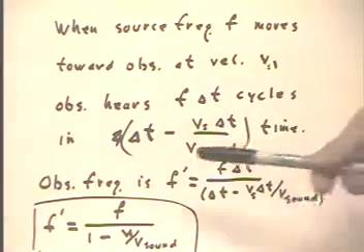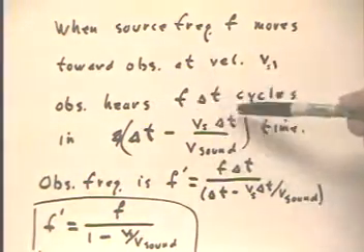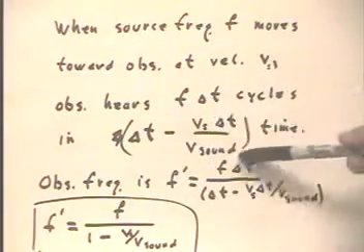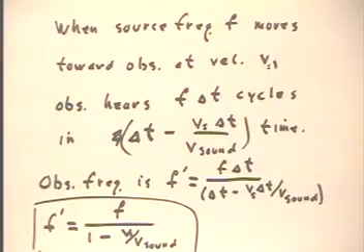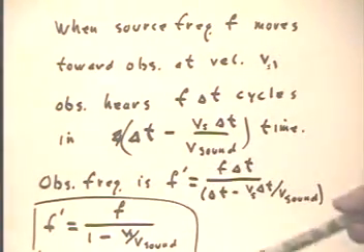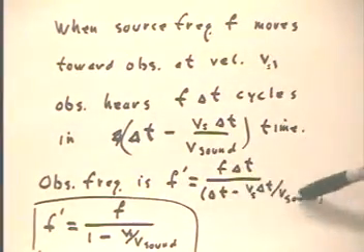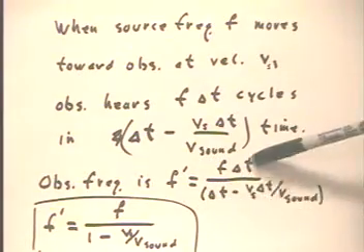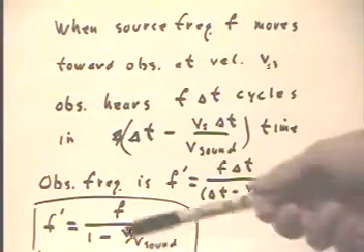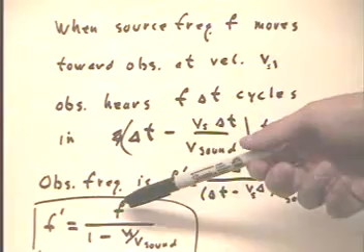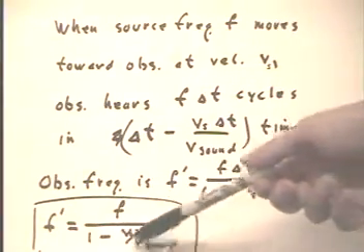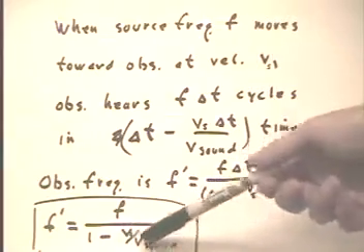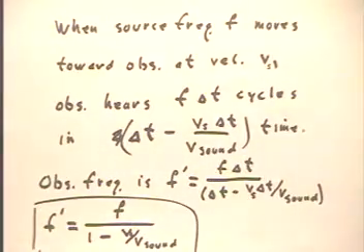The observed frequency is therefore going to be the number of cycles heard divided by the time in which they're heard. F delta t over delta t minus Vs delta t over the velocity of the sound. So that the frequency, if we simplify this, dividing numerator and denominator by delta t, is just going to be the frequency of the source over 1 minus the proportional velocities. Velocity of the source divided by the velocity of the sound.